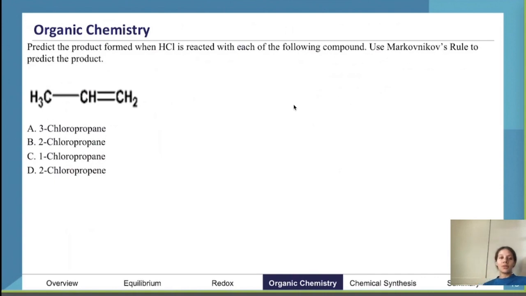All right, so now what we're going to do here is predict the product formed when HCl is reacted with each of the following compounds, and we want to use Markovnikov's rule to predict the product as well. So a couple aspects here. Before we go through the answer, we're only doing this compound. We don't have more than one compound, but I'm just going to take you guys through it.